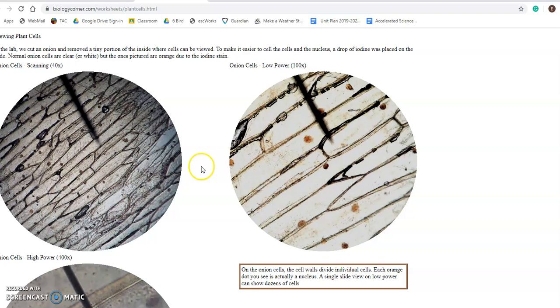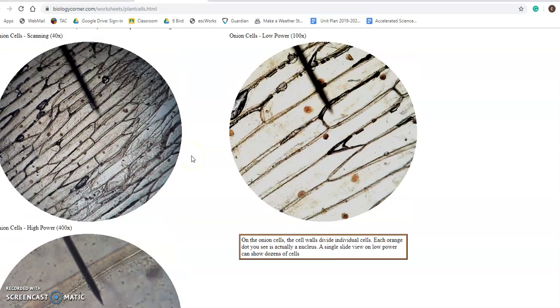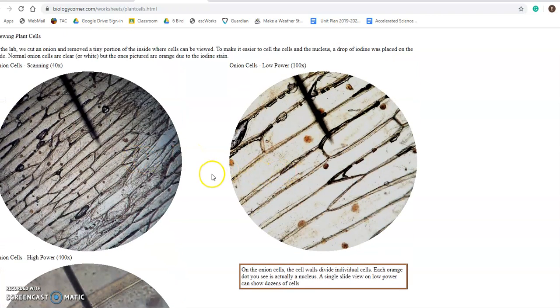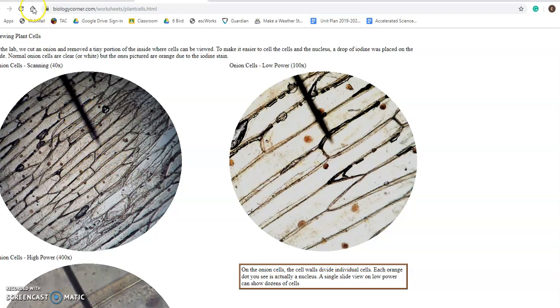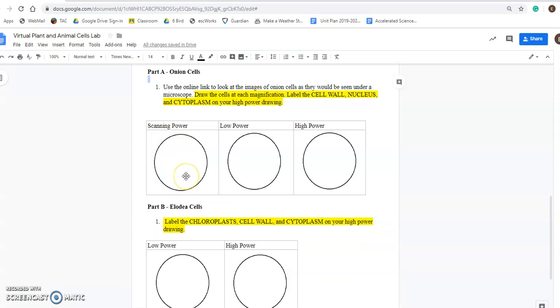Now you're welcome to use that virtual microscope and look at the onion root. But right now, this is the picture of all 3 that you need, all 3 powers. So if you look here, this is the lowest power. This is what onion cells look like at the lowest power. So on your worksheet, you're going to put that right here, this scanning power. So you're going to draw, or sketch rather, this image in this circle.